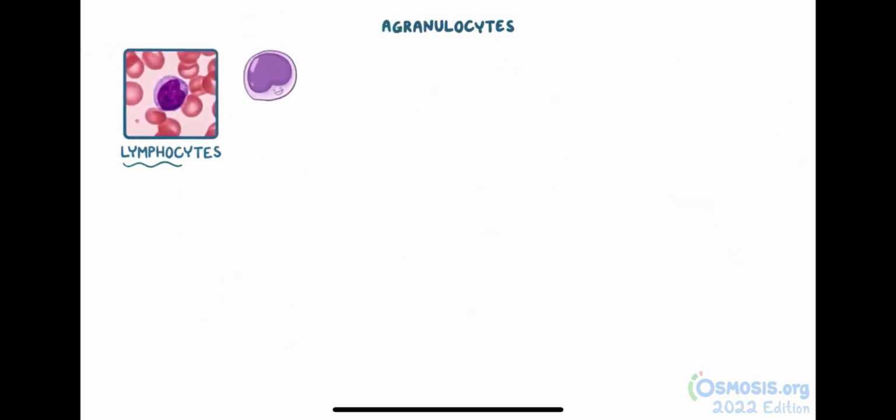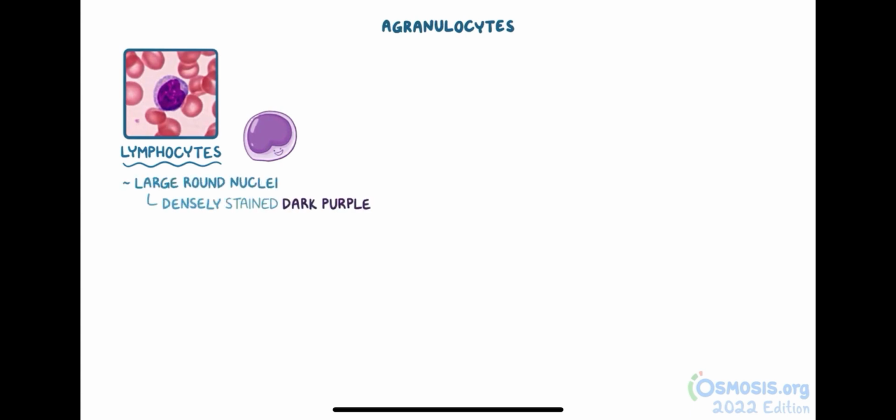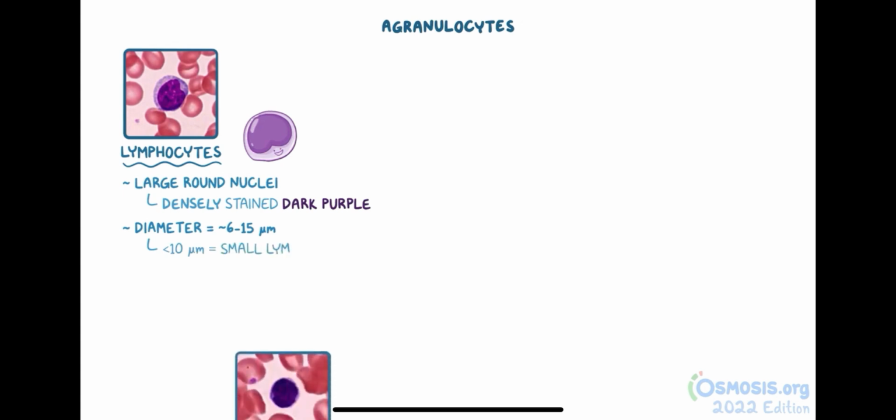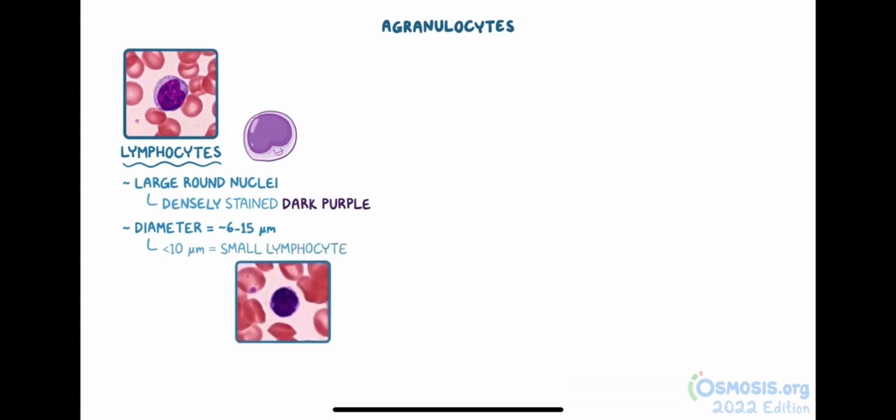Moving on to the agranulocytes. The lymphocytes are round or oval cells that have large round nuclei that are densely stained dark purple. Their diameter can range from 6 micrometers all the way to 15 micrometers. Lymphocytes with a diameter under 10 micrometers are considered small lymphocytes. In this image, we can see that smaller lymphocytes only have a very small amount of cytoplasm that forms a small rim surrounding the nucleus. Even though larger lymphocytes have more cytoplasm, their large nuclei still occupy most of the cell's body.